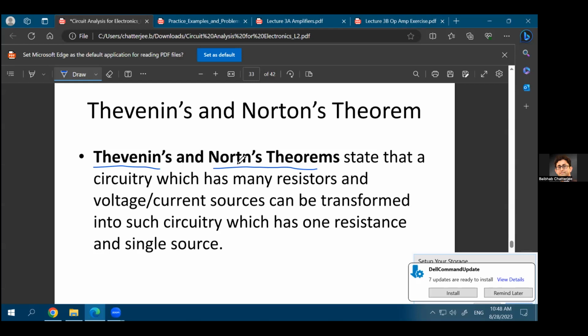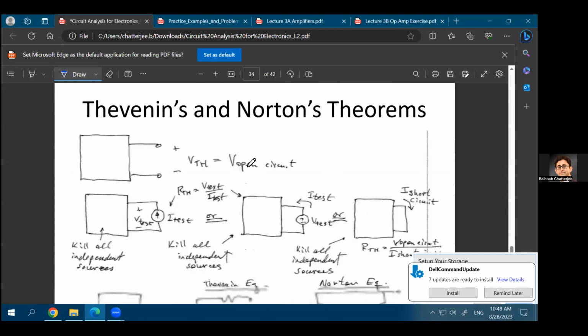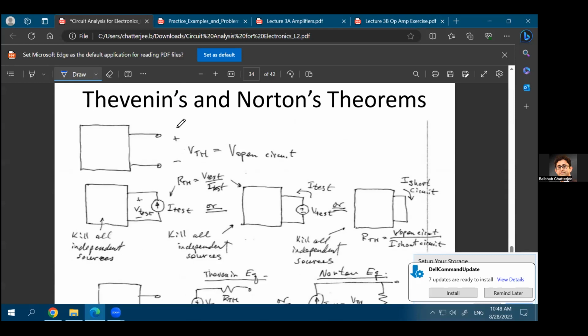In case of Thevenin's theorem, we'll be dealing with series voltage sources and resistances in series. In case of Norton's theorem, we'll be dealing with current sources and resistances in parallel. Okay, and we'll look into examples, so you don't have to remember all of that. But how to find out, for example, a Thevenin's equivalent circuit?